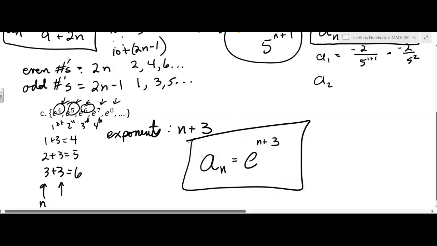And you could check it by plugging in the numbers. See, you'd have a sub 1 would be e to the 4th. And a sub 2 would be 2 plus 3, which is e to the 5th. And so on and so forth. Okay. Sometimes it's hard to find the patterns. Sometimes you'll see them right off.